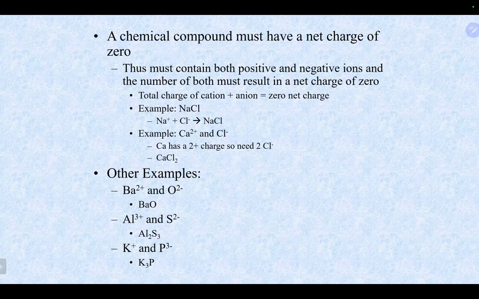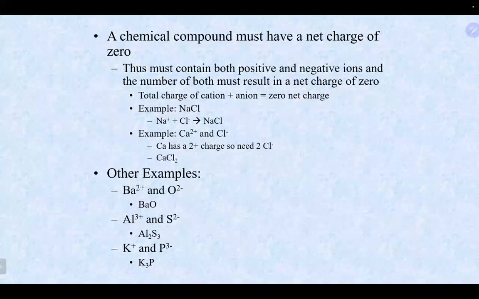So when we do put these guys together in terms of formulas, as we talked about, we do want to do the simplest way to get to zero. So here we have barium, which has a +2, and oxygen with a -2. In this case, we just need one of each of them to put it together. So we get BaO as our formula.